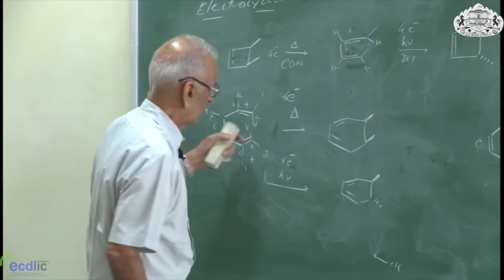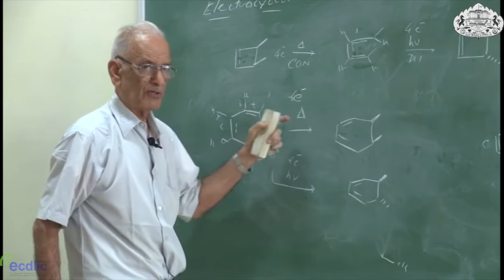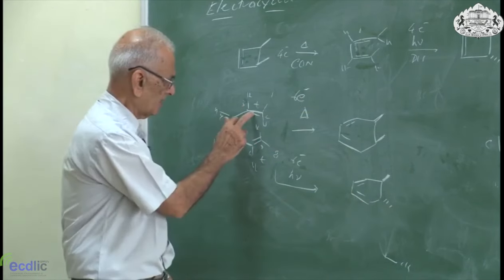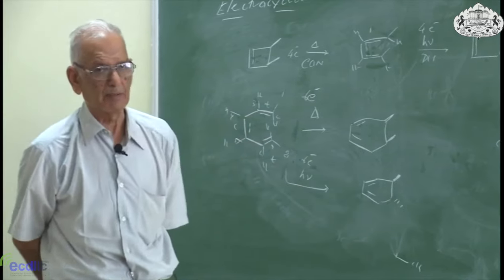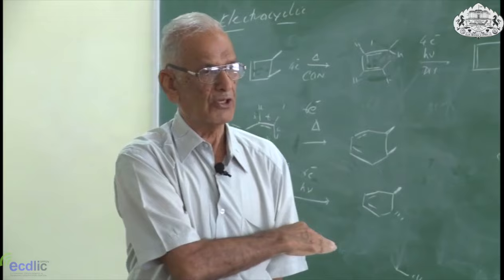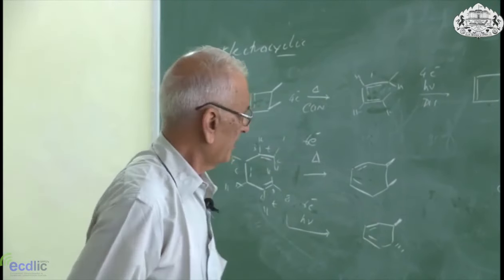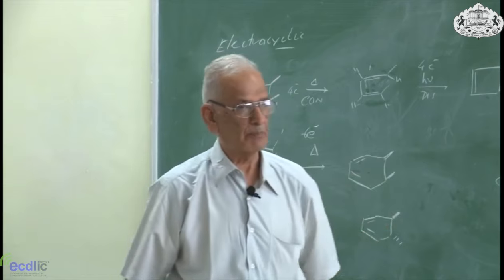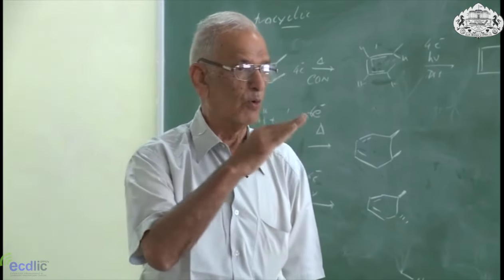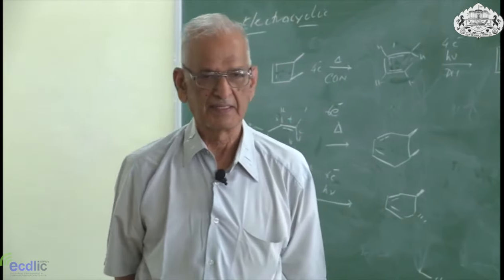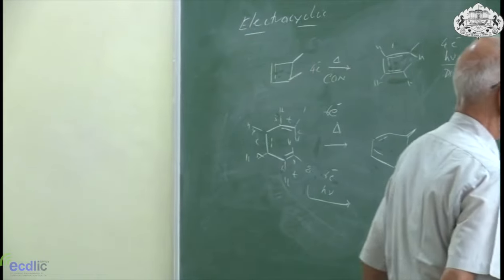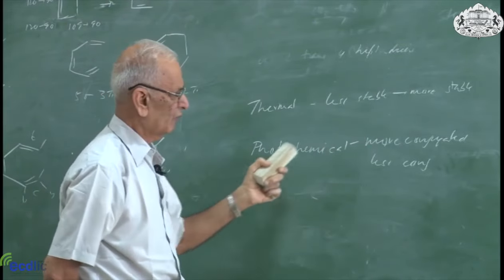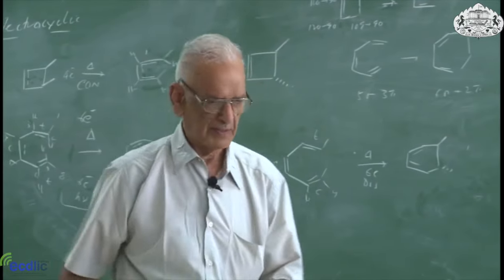But here, both went like this. Thermal also gives you ring compound. Photochemical also gave you ring compound. Why? How many double bonds? Three double bonds. Product has two double bonds. So more conjugated has gone to less conjugated. In this case, less conjugated is also more stable. But that is not important. In photochemistry, you always go from more conjugated to less conjugated. So two important principles that we have seen: in a thermal reaction you go from less stable to more stable. In a photochemical reaction you go from more conjugated to less conjugated.